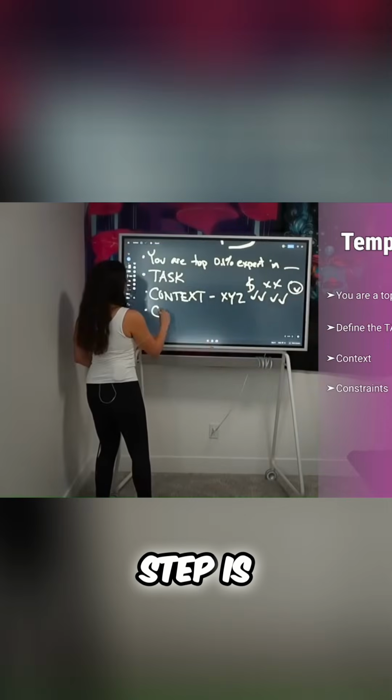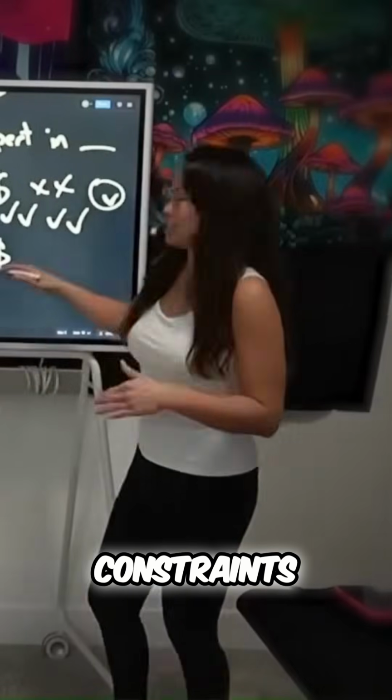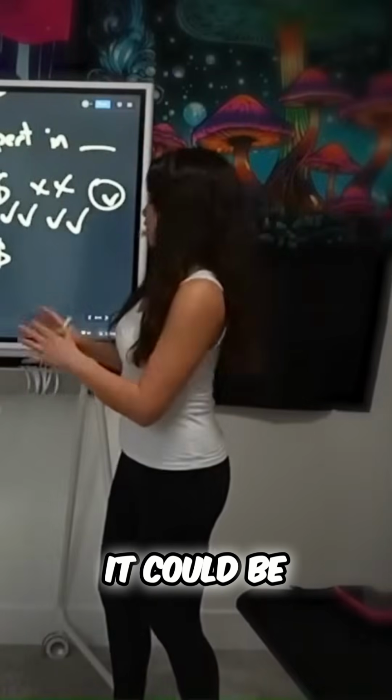The third step is constraints. So for example, if you have specific budget constraints, time constraints, it could be in many different ways.